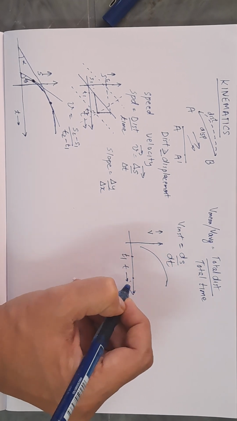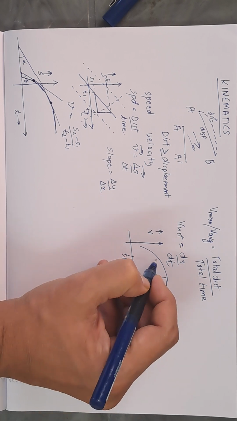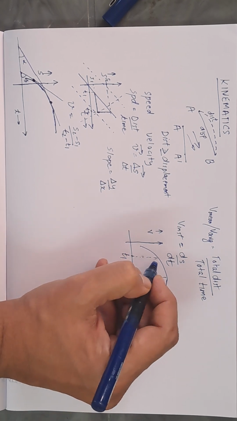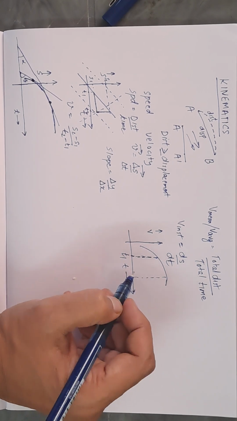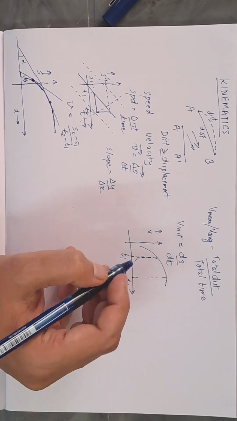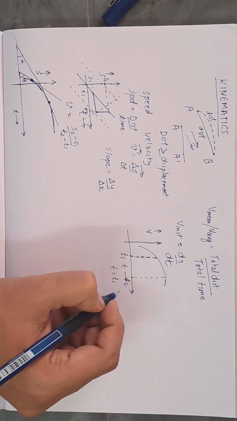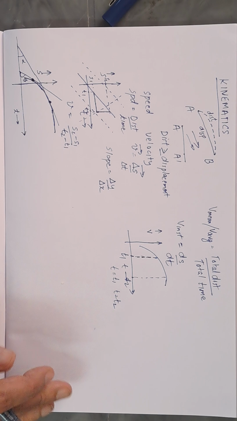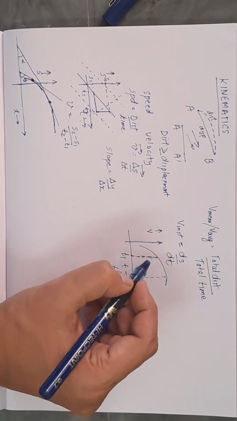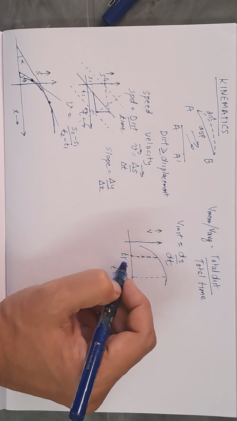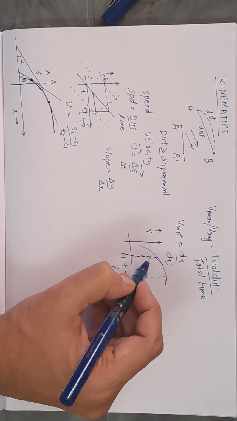Time t1, time t2. Suppose you are trying to find out the total distance traveled by the particle between time t1 and time t2. That total distance will be given by the area under the VT graph between t equal to t1 and t equal to t2, this area.